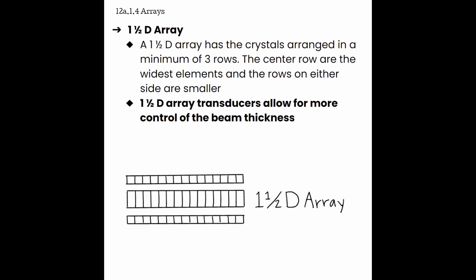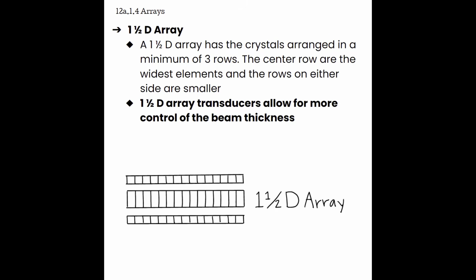1.5D array transducers are going to introduce crystals that are aligned side by side, but then we're also going to see a vertical alignment as well. Now the 1.5D array transducers usually are going to have a minimum of 3 rows. They can have more rows than that as long as there's not as many crystals vertically as there are across. That is a different type of array. So 1.5D array transducers have usually a larger center row of crystals and then a little bit smaller crystals in rows above or below that center row.